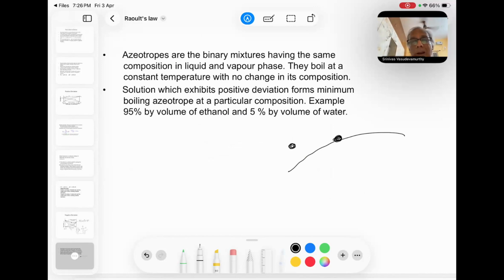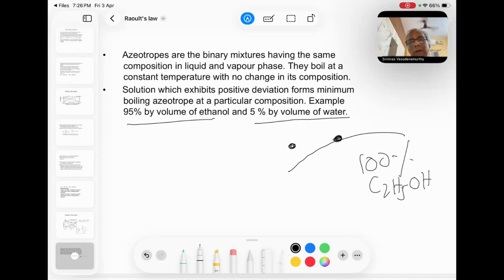An example of a minimum boiling azeotrope is 95% by volume of ethanol and 5% by volume of water. That is the reason why, when I want to remove all the water to get 100% alcohol by fractional distillation, I can only get up to 95% by volume of ethanol. The 5% water I cannot remove because it forms an azeotropic mixture. It will boil without any change in its composition. The whole solution will boil without any change in composition, like a single liquid. That is the reason why fractional distillation cannot be used to get 100% ethanol. I can go up to 95%.